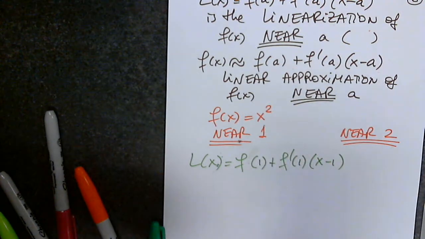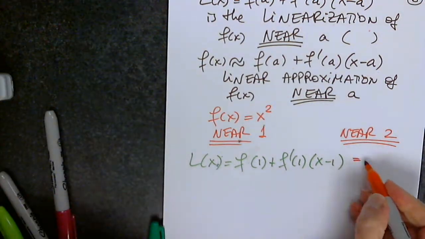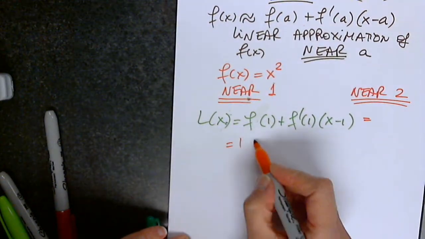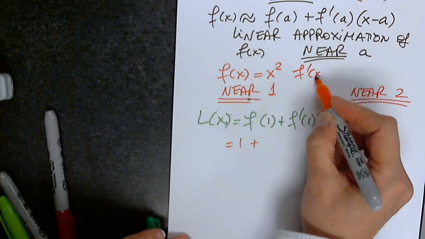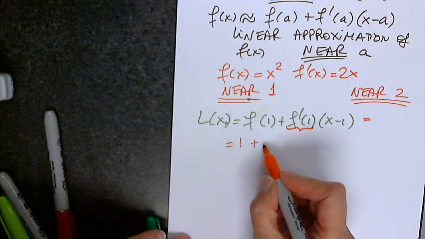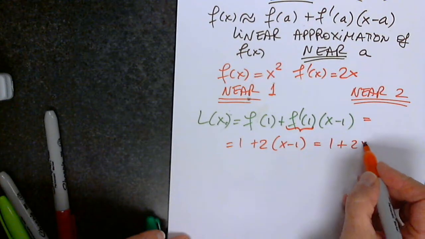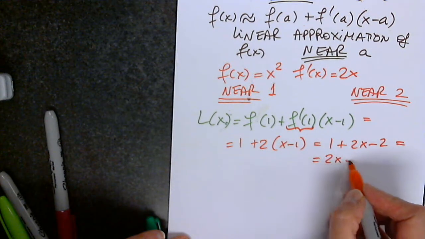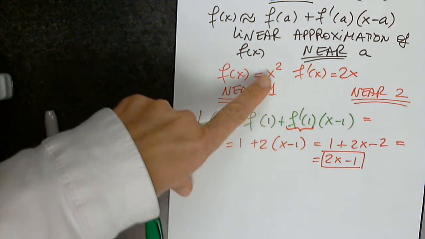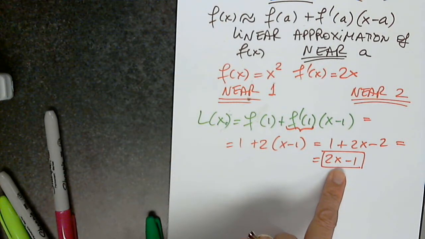Can anyone give us f of 1? Good. Can anyone give us f prime of x? Can anyone give us f prime of 1? Times x minus 1. Perform the calculations. 1 plus 2x minus 2 equals 2x minus 1. So near 1, the function x squared can be approximated by 2x minus 1.